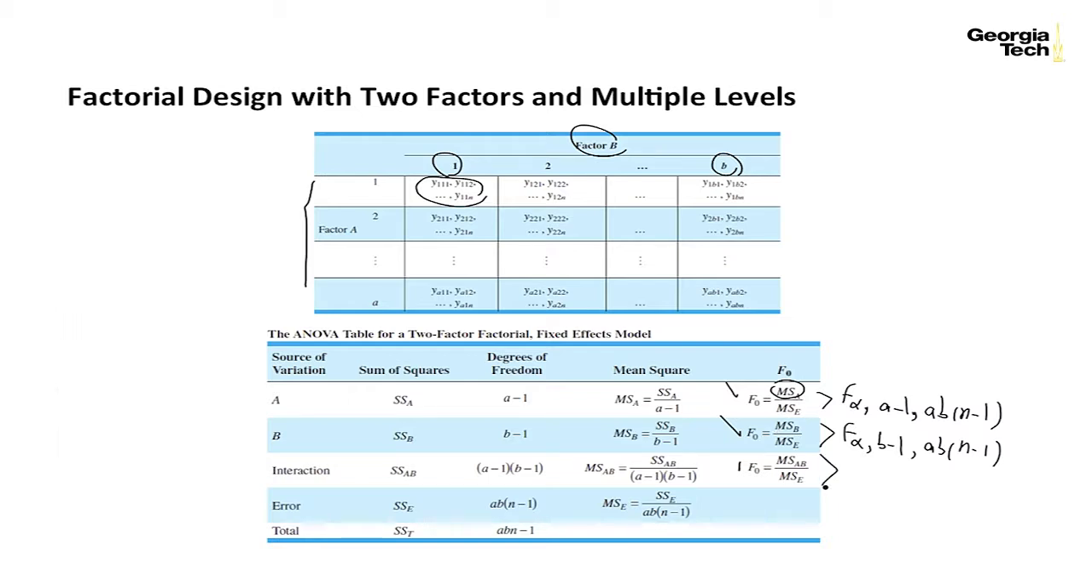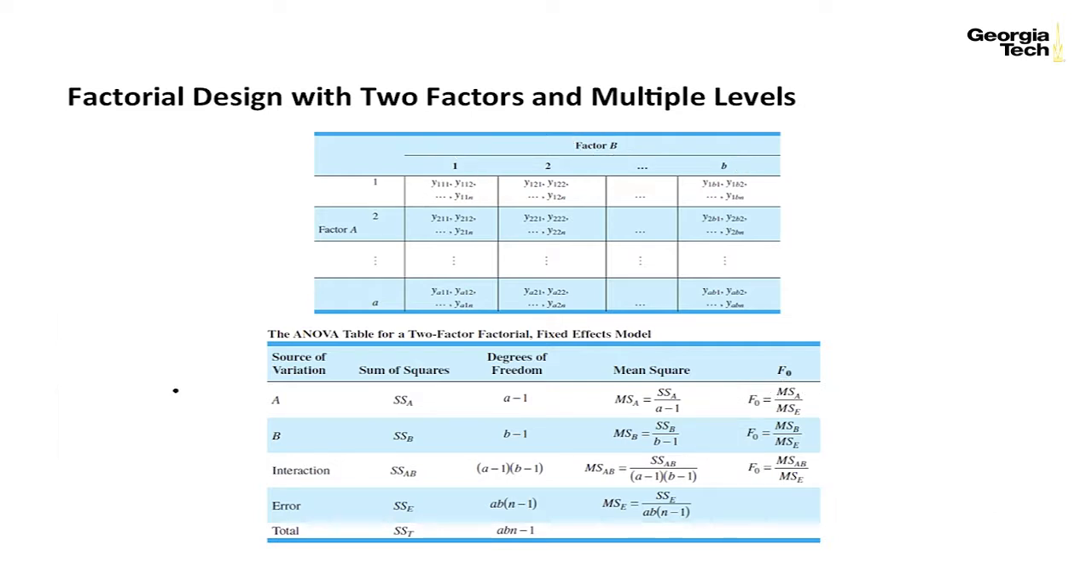And finally, we do another hypothesis test for interactions. If F naught, which is MSAB divided by MSE, is greater than F of alpha, a minus 1 times b minus 1, and ab(n minus 1) degrees of freedom, then they also have an interaction effect. But multiple level designs are not always the best case for conducting design of experiments.